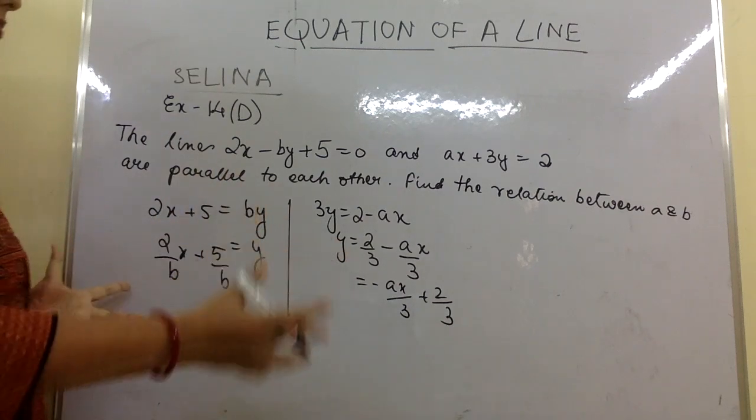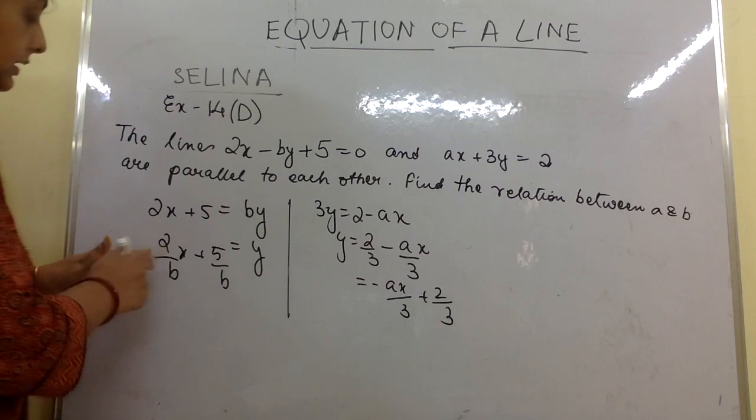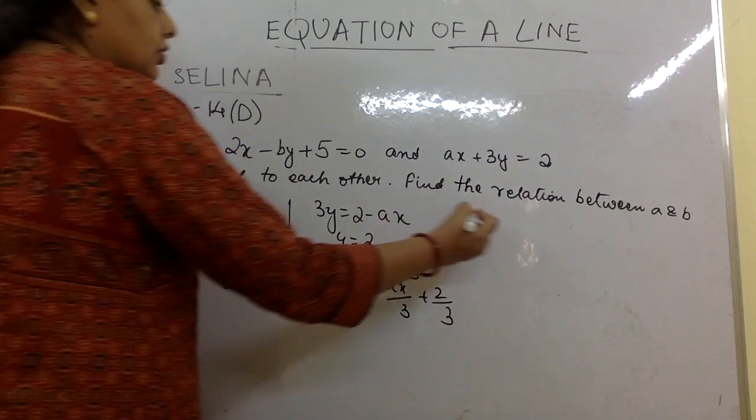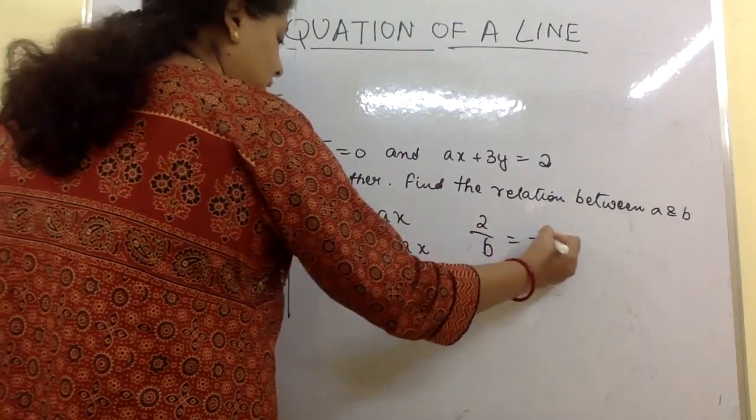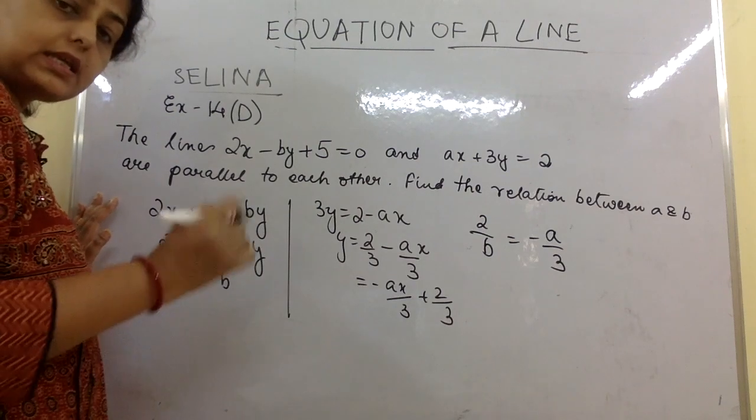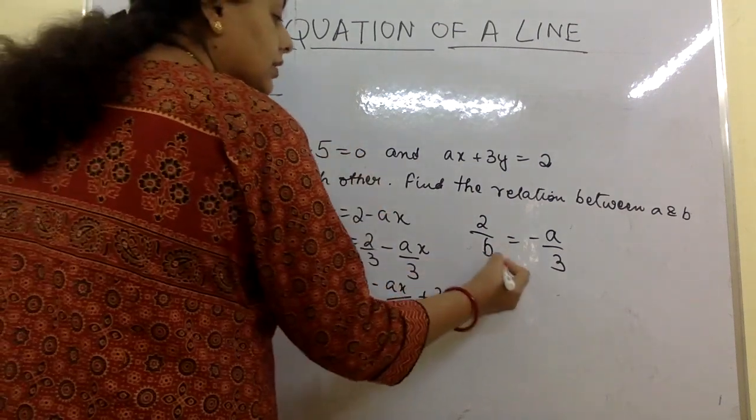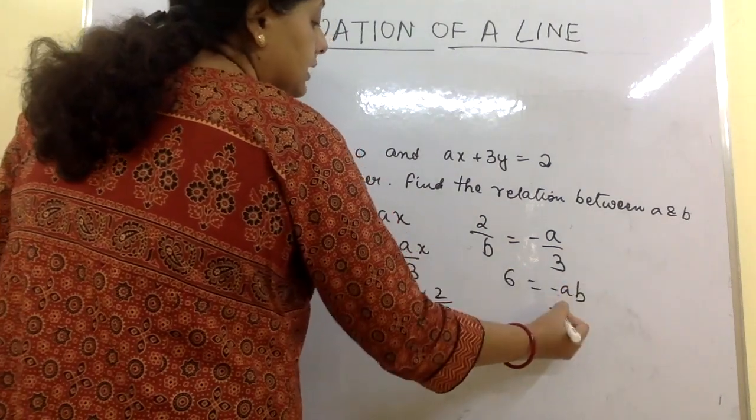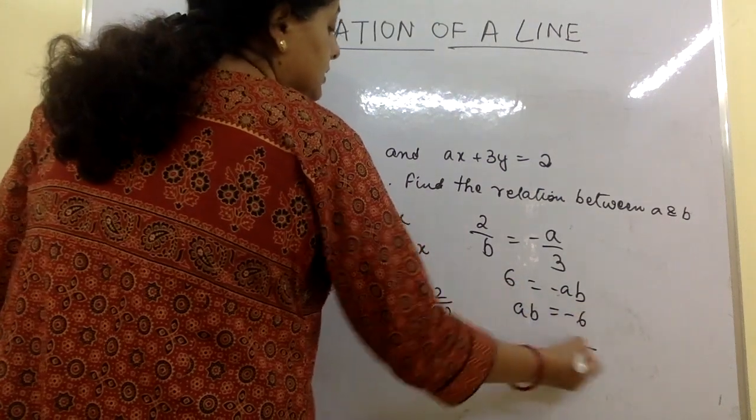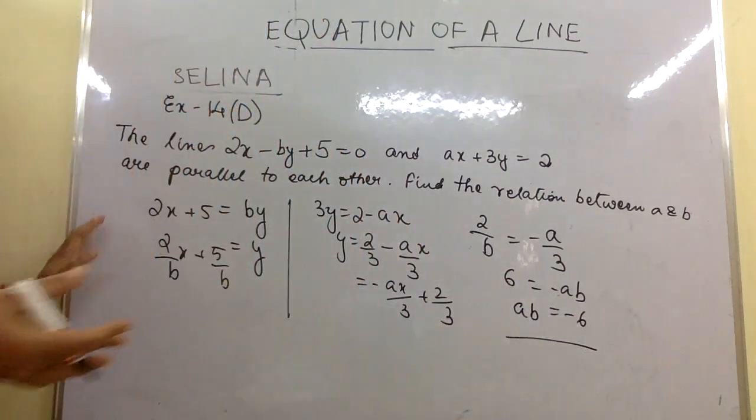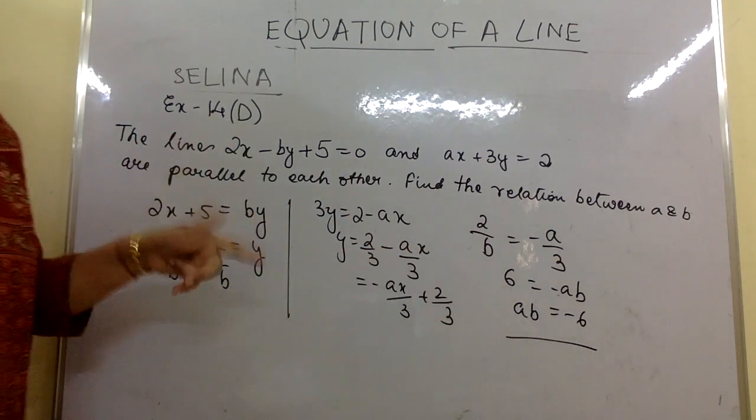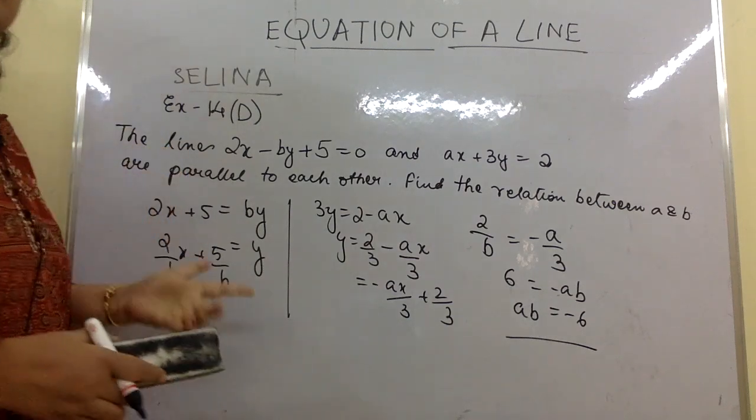Now the slopes of two parallel lines are equal. So here 2 by b is the slope, and here minus a by 3 is the slope. So 2 by b is equal to minus a by 3. So what is it now? 6 is minus ab. I am trying to find a relation between a and b. So a into b is minus 6. That is my relation between a and b. The same kind of sums can be asked for perpendicular lines also.